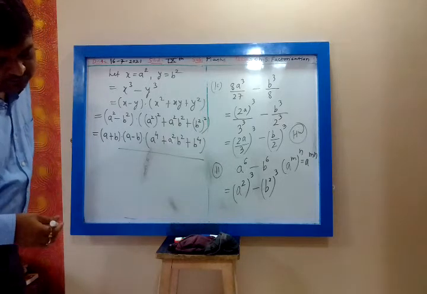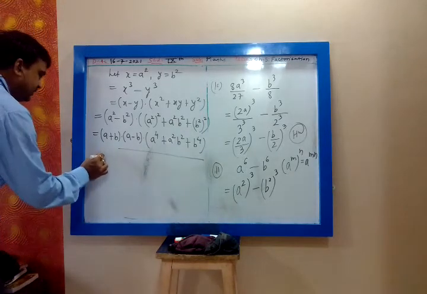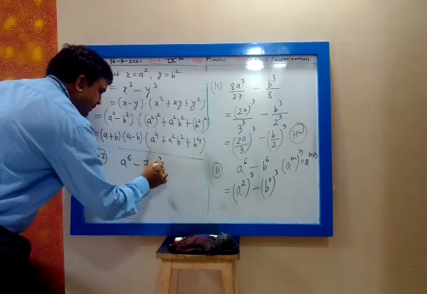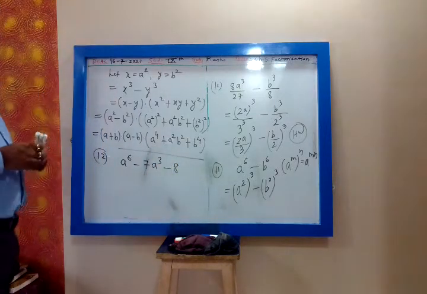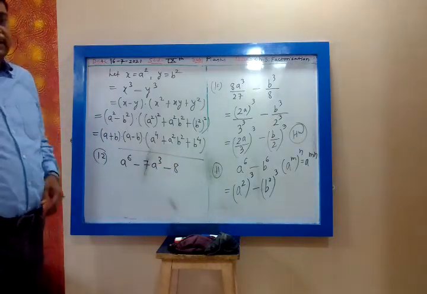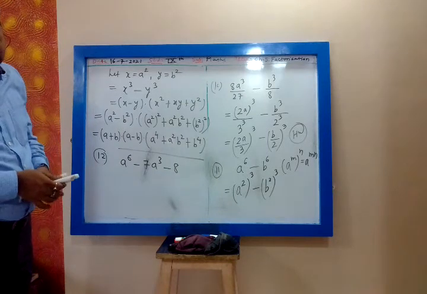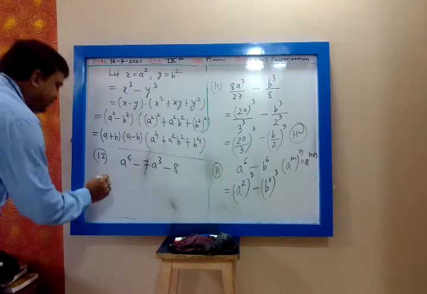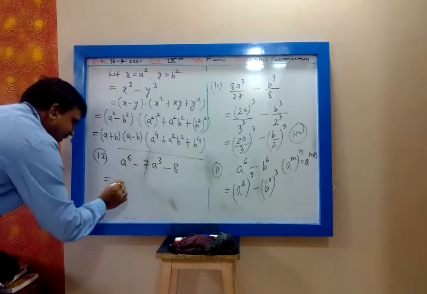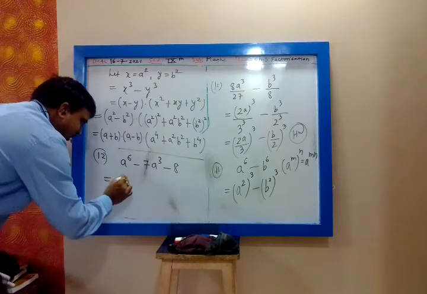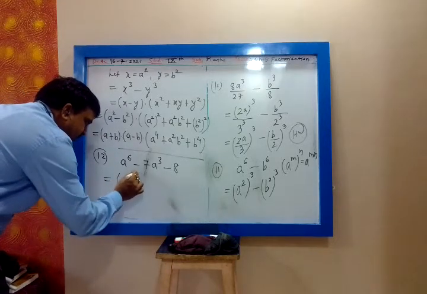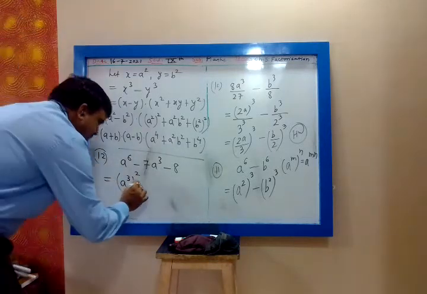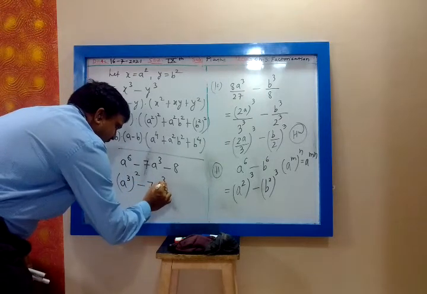Then a raised to 6 minus 7a cube minus 8. Yes, directly you can do. How will you do this? A raised to 6, I can write as a cube whole square. A raised to m raised to n is a raised to mn, 3 into 2, 6. Minus 7a cube minus 8.